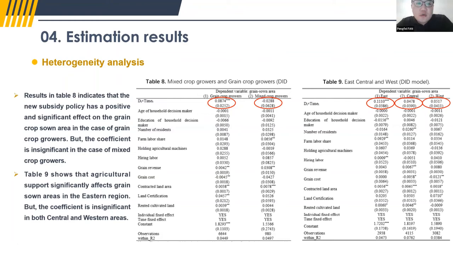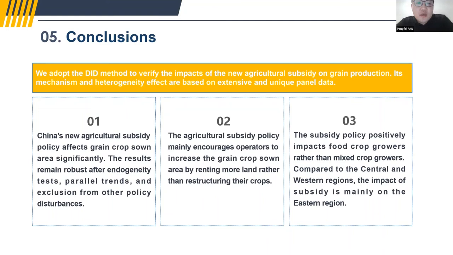To the end of my presentation, I'd like to make a summary. China's new agricultural subsidy policy affects grain crop areas significantly. The result is also still robust after a series of tests. The agricultural subsidy policy encourages farmers to increase their grain crop area by renting more land rather than restructuring their crops. The subsidy policy positively impacts food crop growers rather than mixed crop growers. Compared to the central and western regions, the impact of subsidy is mainly in the eastern region. That's my presentation. Thank you, everyone.